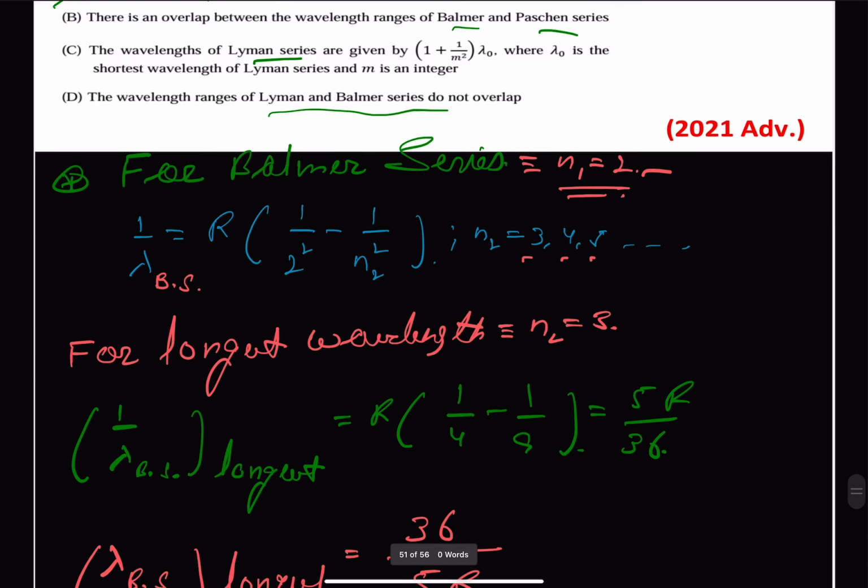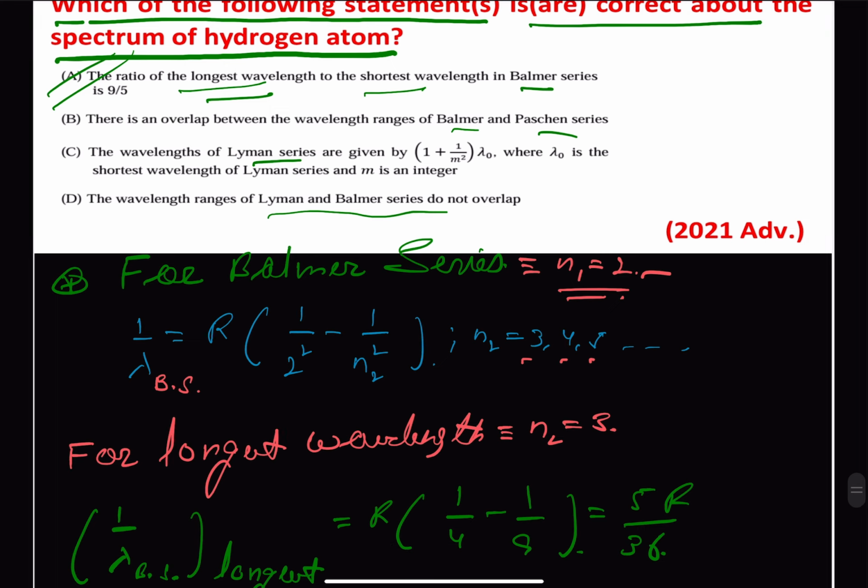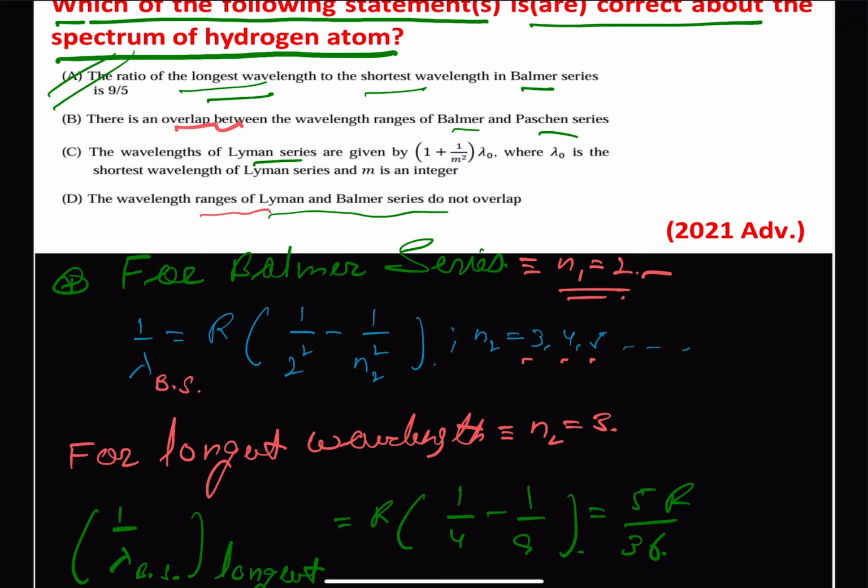Next is with respect to overlaps, Lyman series. This overlap is based on a general concept. So we can find that out later on also. Let's try to solve part C.